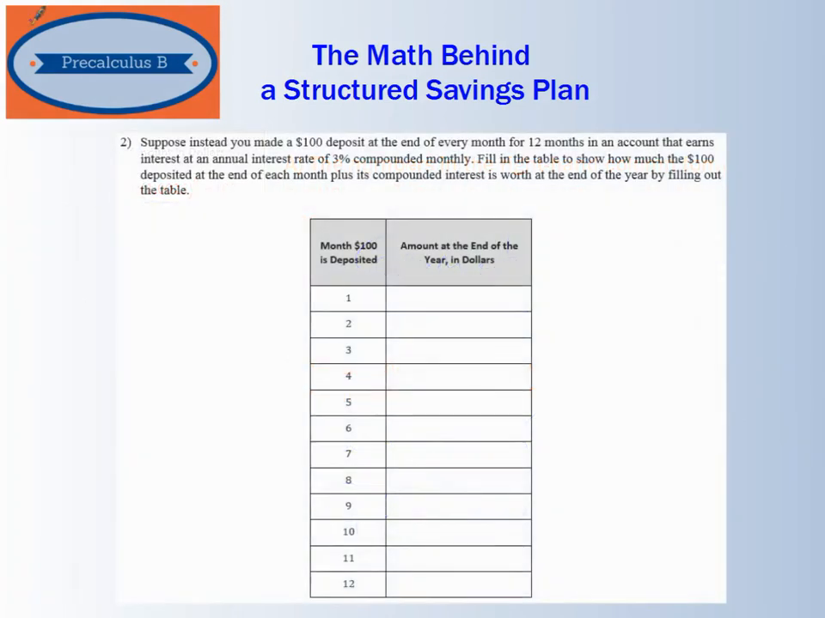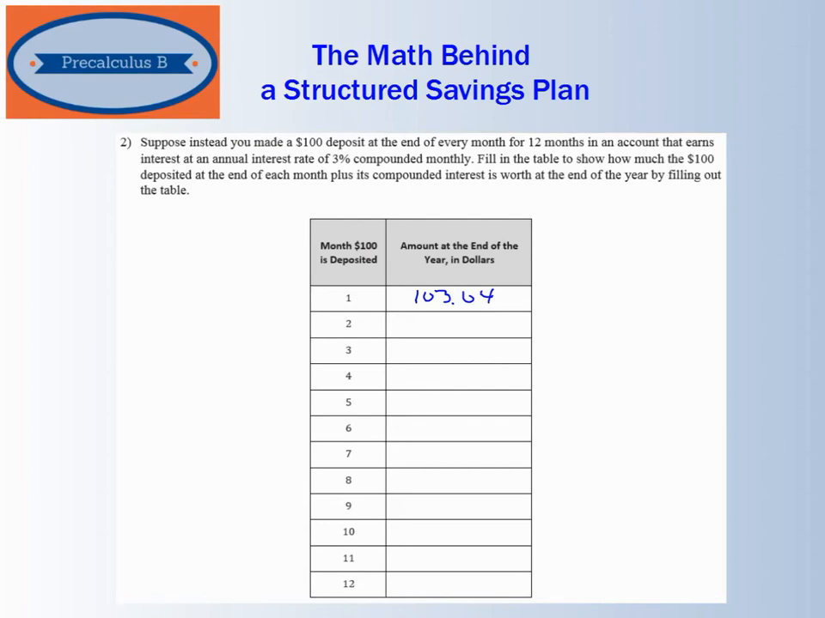So let's say instead of just putting $100 in at the beginning and seeing how much it is at the end of a year, what if every single month we put in $100? Well, the first month we'd put in $100, and it would be able to accrue interest for 12 months. So that first month that you put something in, we would end up with $103.04. That's what that $100 becomes after a year.